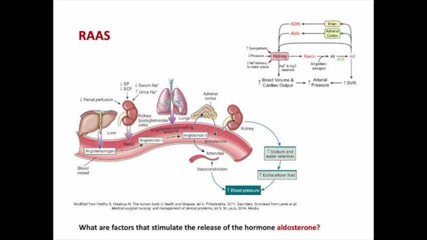I want you to ask yourself and be able to verbalize what the factors are that stimulate the release of hormone aldosterone. Aldosterone is only going to be stimulated if we have not enough volume, not enough sodium, or we have too much potassium and we need to push it out, or if our sympathetic nervous system activates the RAS system.